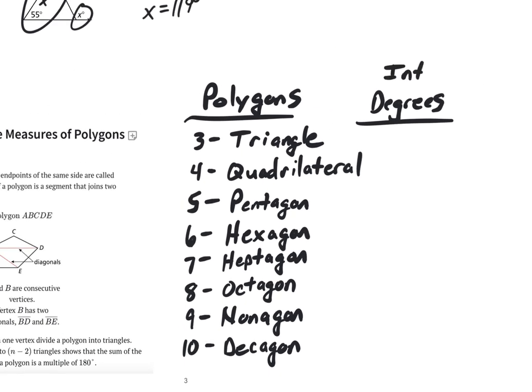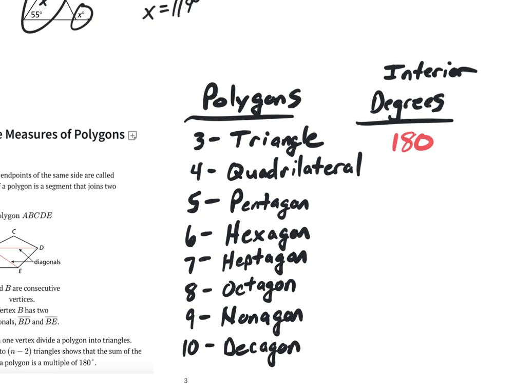If we look at the number of degrees that would be on the inside, the interior of each one of these. Okay, so let's start with the triangle. Well, triangle we saw a lot first semester. How many degrees did we say were on the inside of a triangle? It was 180. Okay, always 180.